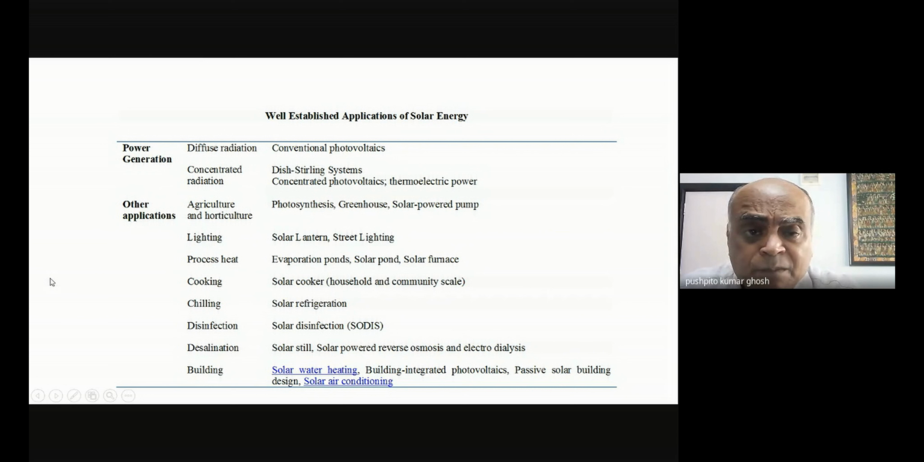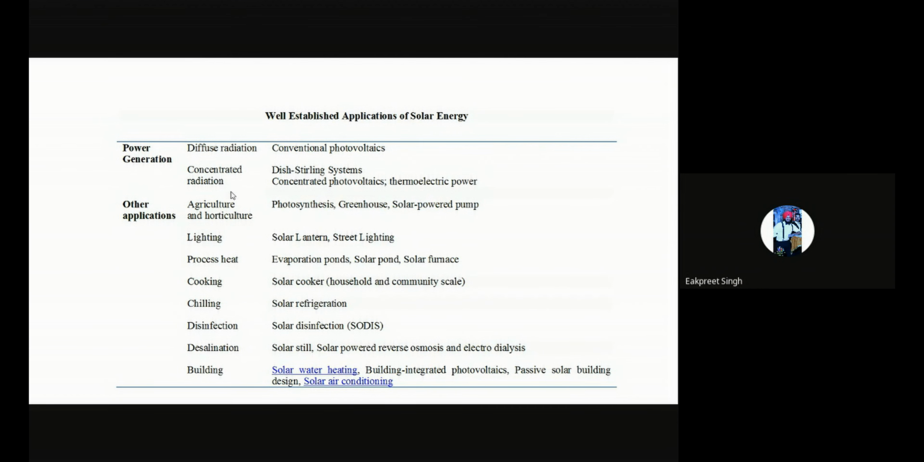And extremely important, many of the important applications which are being developed are based on such concentrated radiation. And I'll show you how to actually concentrate solar energy in a practical way. Okay, all clear? Yes, sir. Okay.